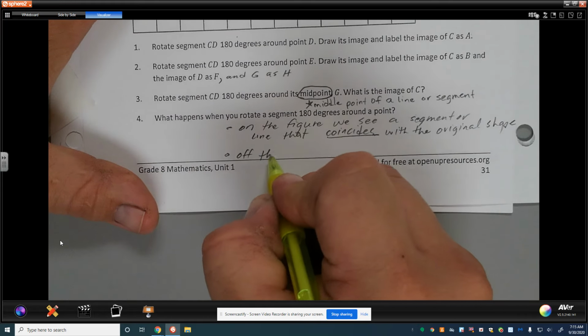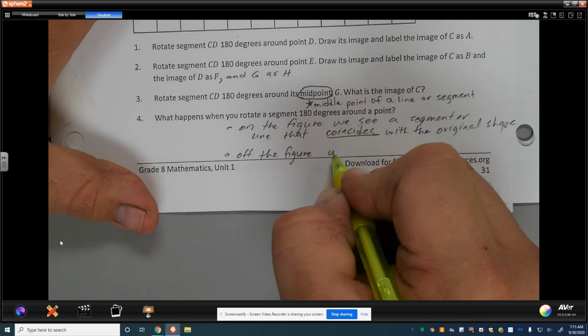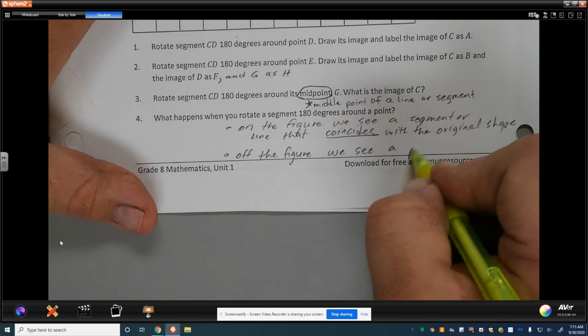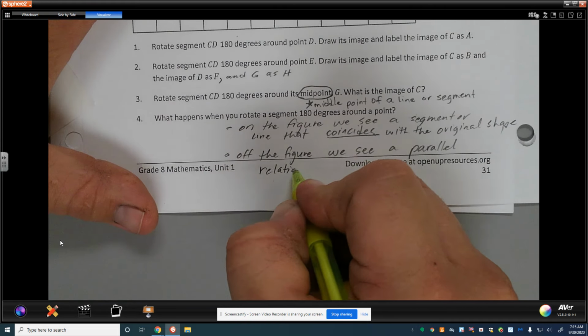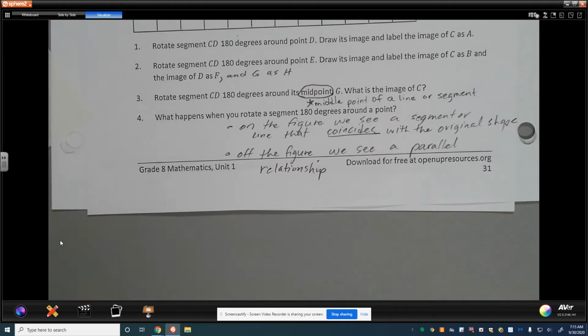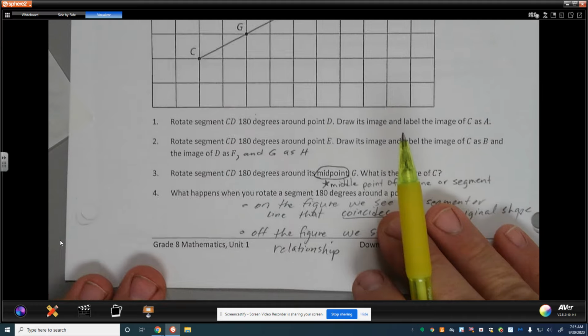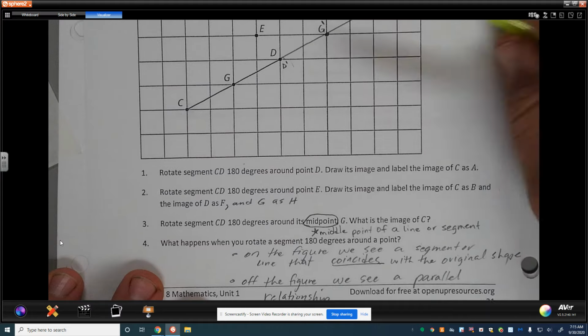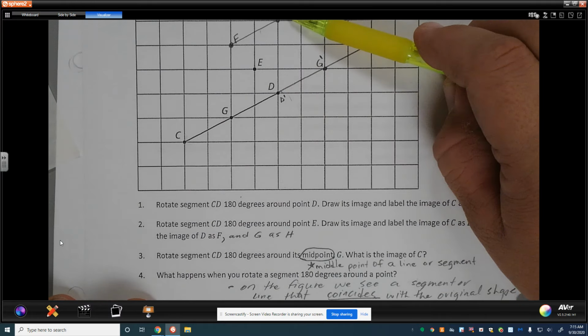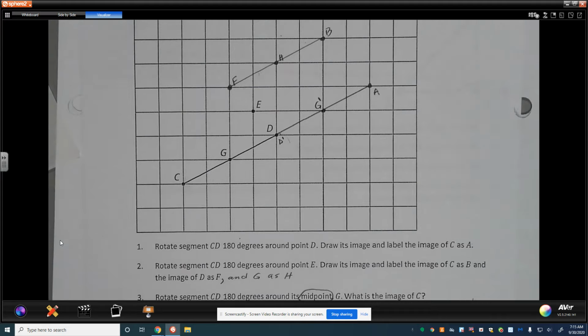Off the line or off the figure, we see a parallel relationship. So keep that in mind. The consequences of a 180-degree rotation, if it's a point that's in the figure, we see another figure that coincides or matches directly with that other line or line segment, following the same slope as we see right here. If we do a rotation off of the figure, so a point that's off of the figure, such as E, we would see a parallel relationship.